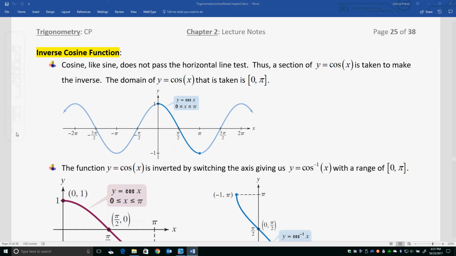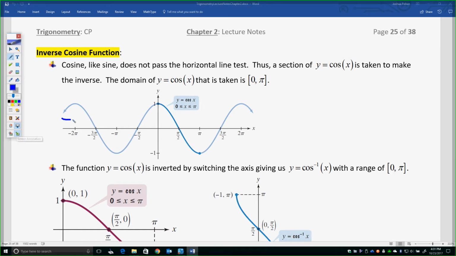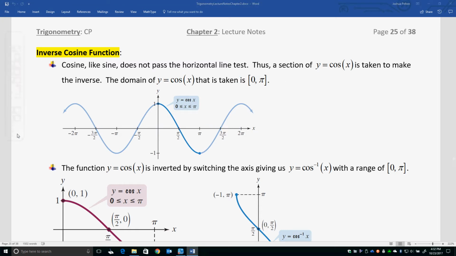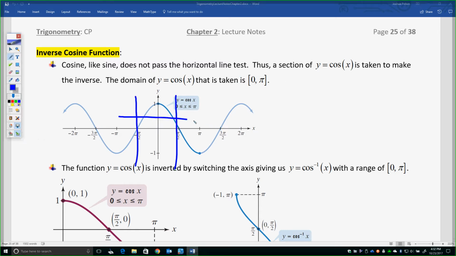Similarly with cosine, it's not going to pass the horizontal line test no matter which one you draw. Assuming it's within the 1 to -1 range, it's always going to fail the horizontal line test. So again, we need to limit the domain to 0 to pi, which is different than the sine. The sine is negative half pi to half pi, but here it's going to be 0 to pi, and you can see why. Because if I did the halves, it would fail the horizontal line test miserably. So if I do 0 to pi, now what's left of the cosine will in fact pass the horizontal line test. So it will have an inverse.